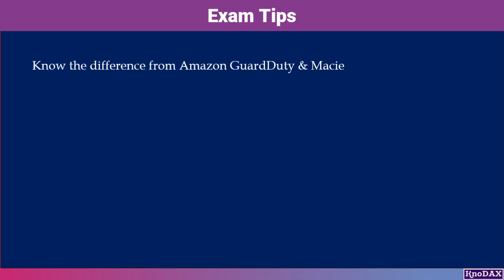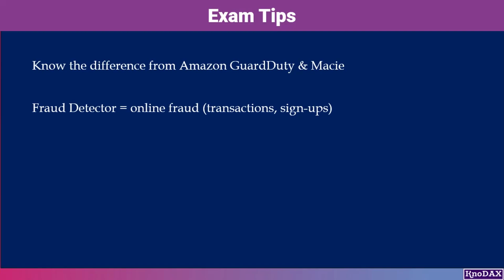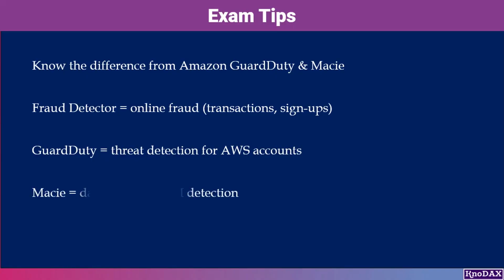For AWS certification exams, a common challenge is distinguishing Fraud Detector from other AWS security services. Remember, Fraud Detector is for business application fraud, like online payments or new accounts. GuardDuty is for AWS environment security threats. Macie is for sensitive data discovery and protection. If the scenario is about real-time fraud in customer transactions, Fraud Detector is the correct service.